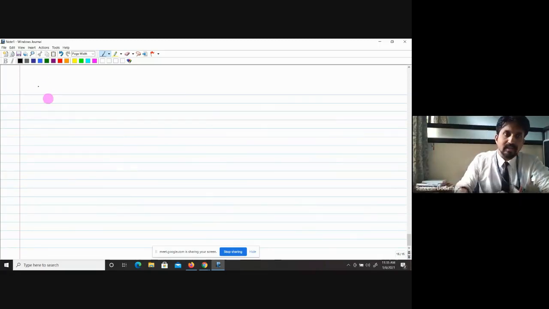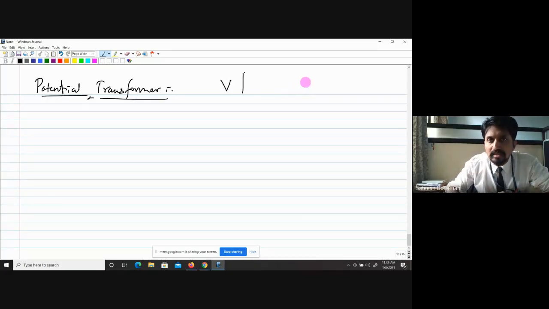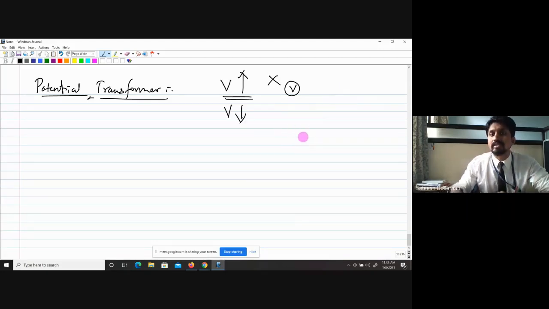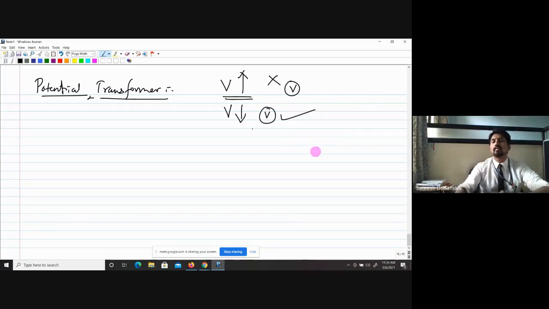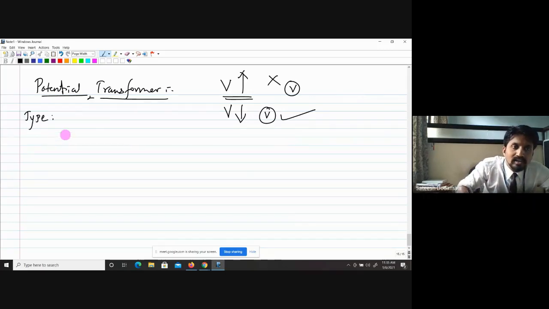Similarly, there is a potential transformer. That is also the same thing only. So when we use a potential transformer, when the voltage is very high and I cannot measure it with a regular voltmeter, what do I have to do? This voltage level I have to decrease first, then connect the voltmeter, then I can measure the voltage. So in this case, which type of transformer will be used here?